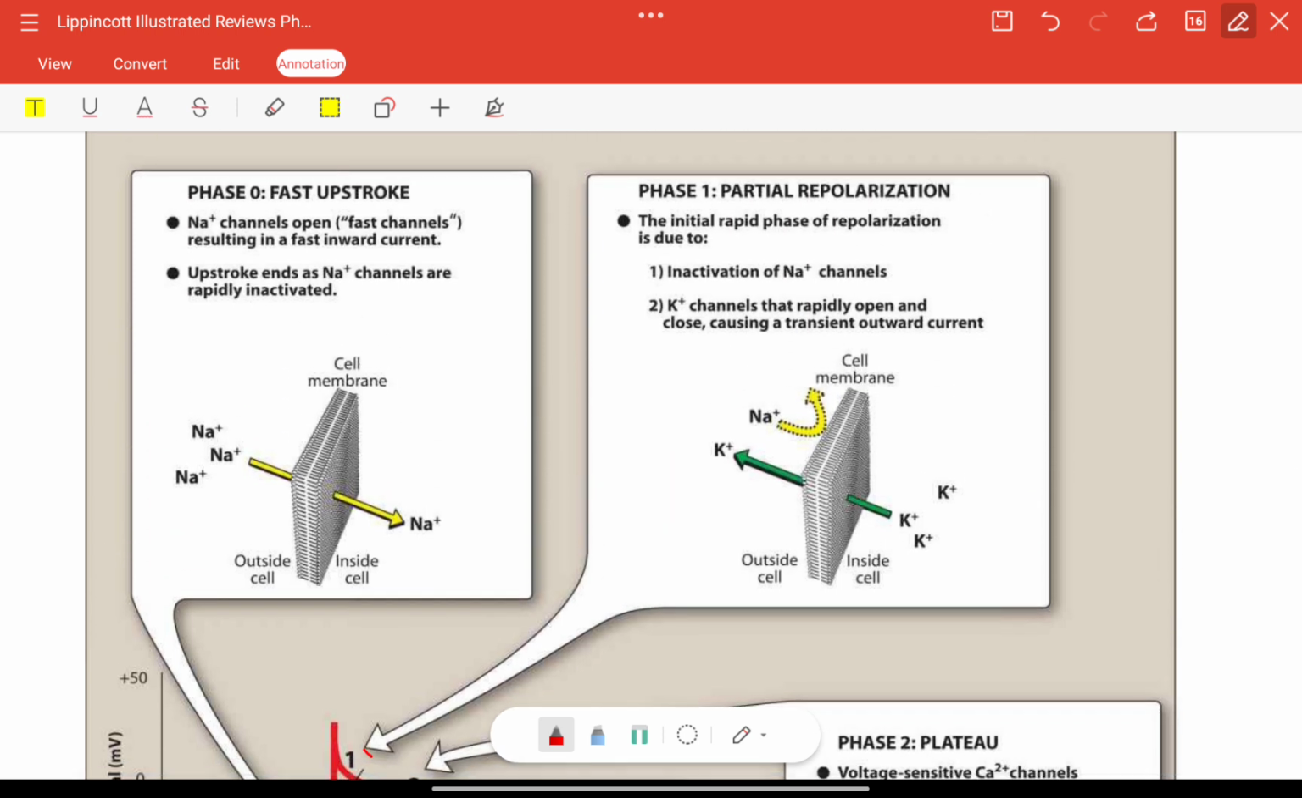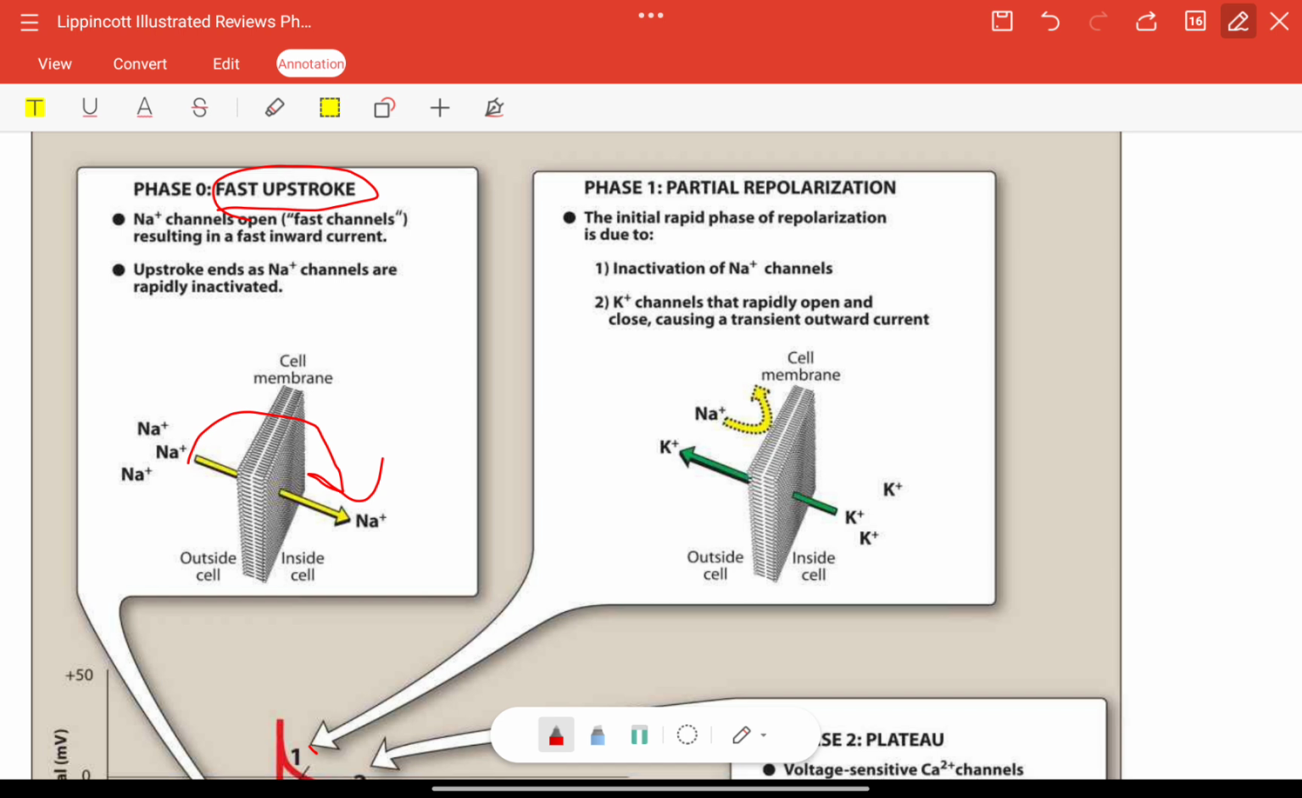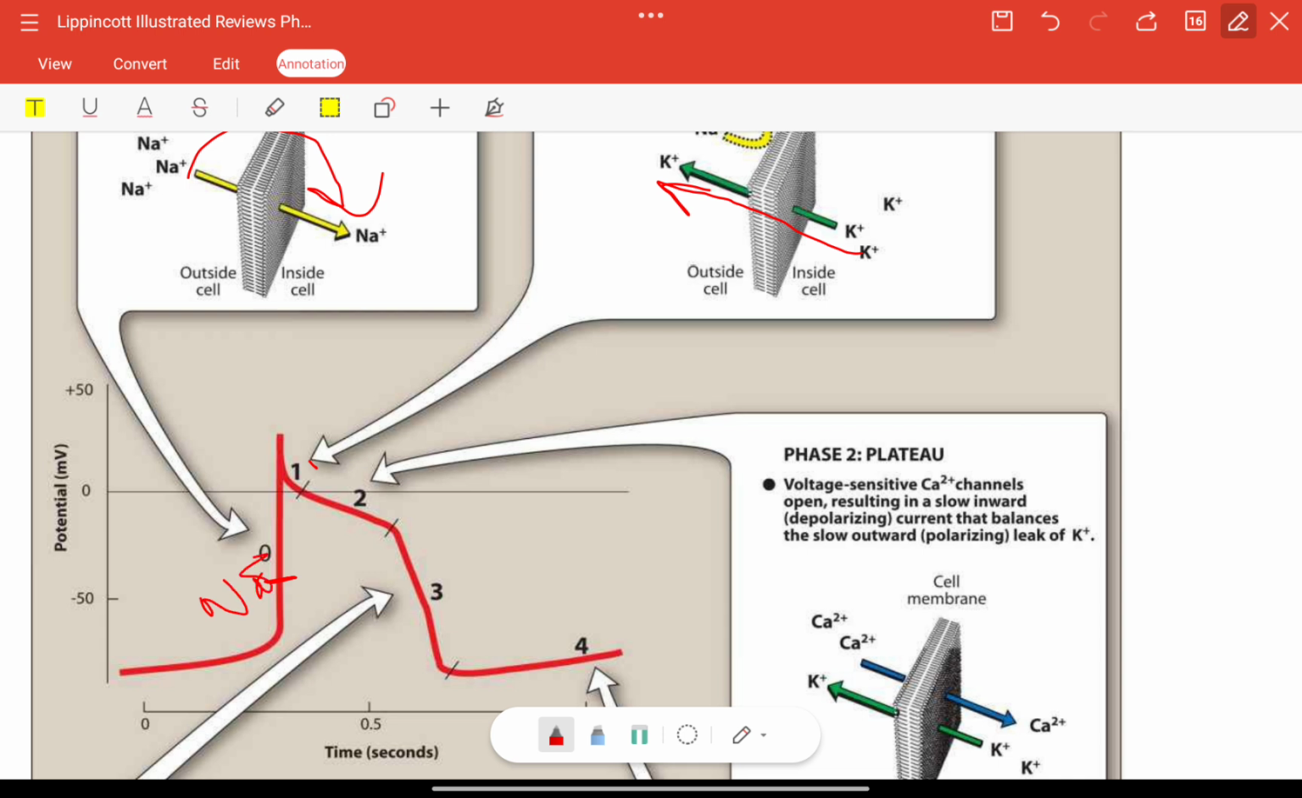In phase 0, what happens? Sodium influx. Sodium comes inside the cell. Sodium channels are open, and this is the fast upstroke. Phase 1, partial repolarization. The initial rapid phase of repolarization is due to inactivation of sodium channels, but potassium channels rapidly open and close, causing a transient outward current. What happens? Potassium efflux. This is sodium influx, potassium efflux.